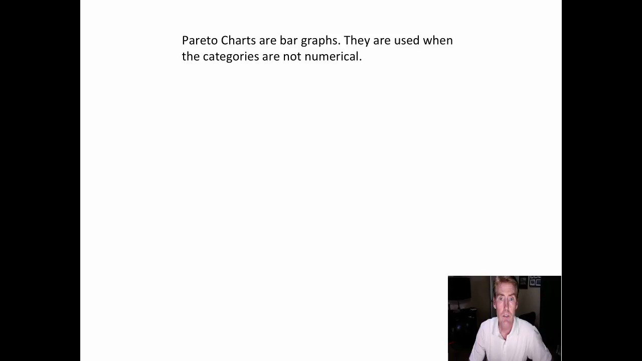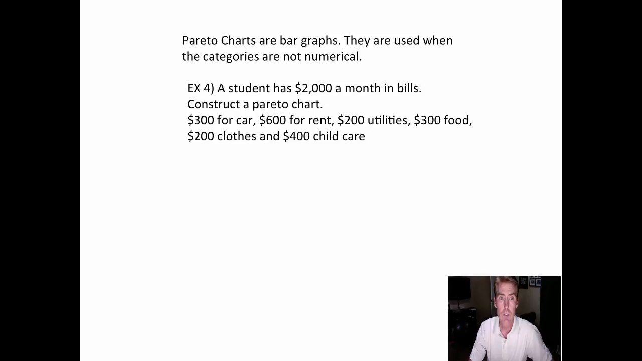Next, a Pareto chart. This is if the categories are not numerical. In other words, it's not just ages or grades on an exam, but the categories are, for example, the car, the rent, the utilities, the food. The information happens to be money, but the categories are not numerical.